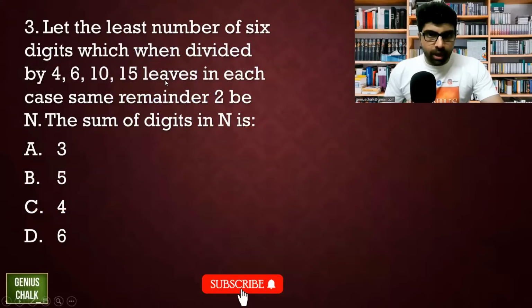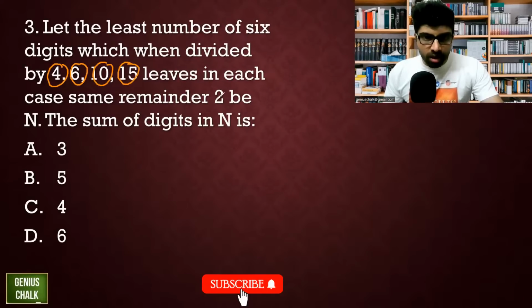Let's go to the next question. The least number of 6 digits which, when divided by 4, 6, 10, 15, leaves in each case the same remainder 2, and it is asking the sum of the digits. So first we know we have to find the LCM of this. So it is 4, 6, 10, 15.